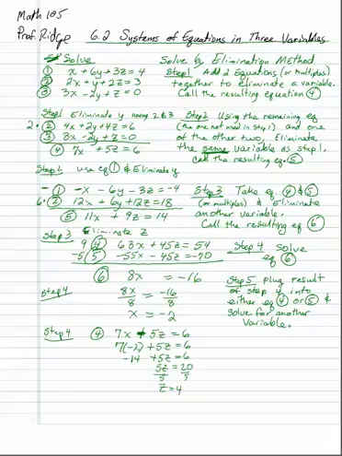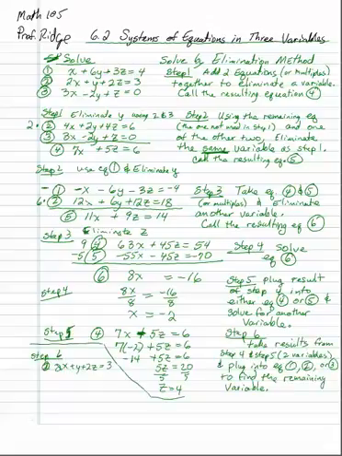Okay, and then step 6. Take the results from steps 4 and 5, the 2 variables you just found, and plug them into any one of the equations, 1, 2, or 3, and then you're going to find the remaining variable. So let's take equation 2: 2x, put in negative 2 for x, plus y, plus 2z, z is 4, equals 3. Now we've got to solve for the remaining variable, which in this case is y.